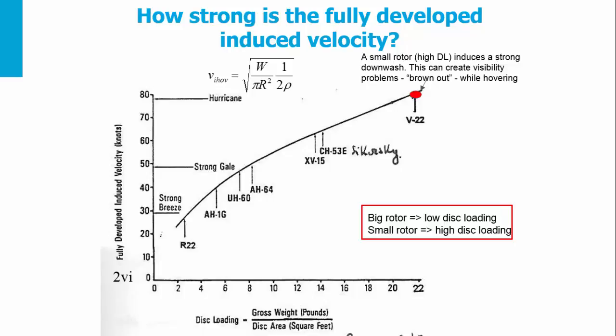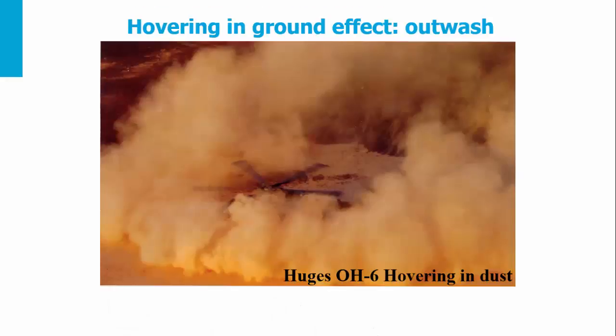Therefore, using a smaller and smaller rotor means saving more and more empty weight, but it has a practical limit. For example, this is a Huey hovering in dust. You can see the limitation in operating.